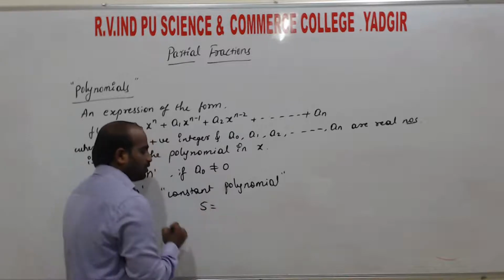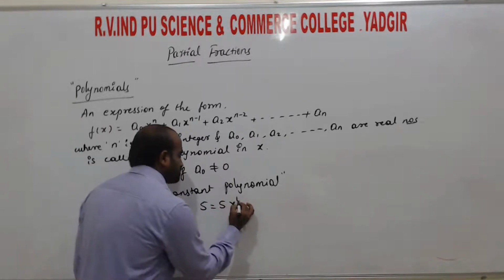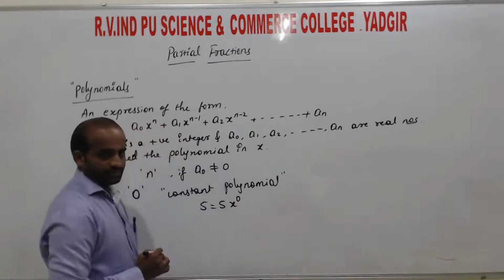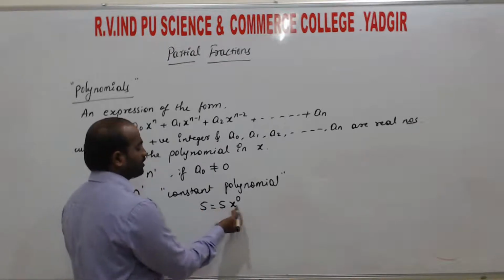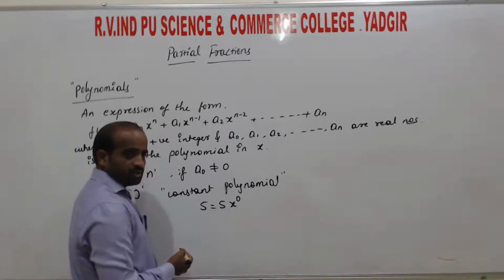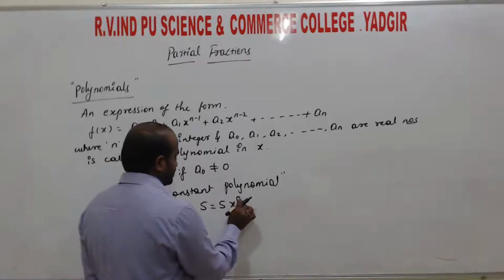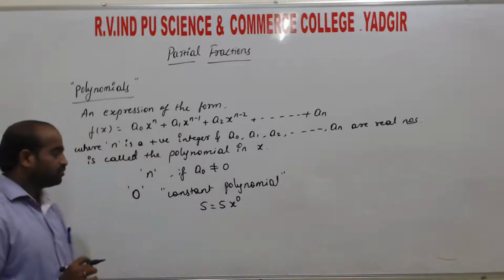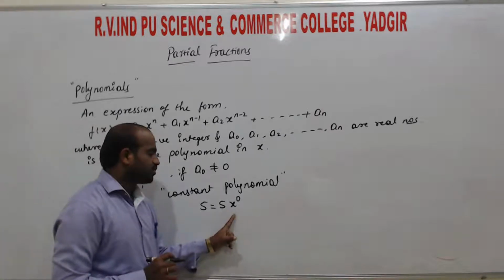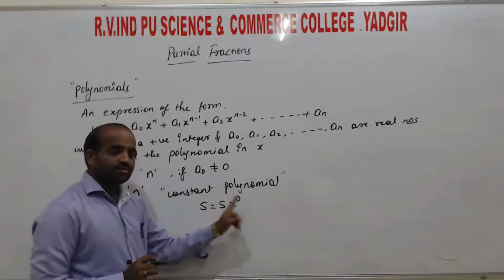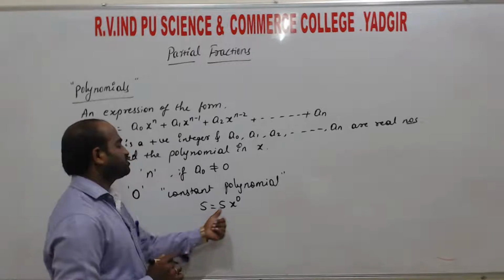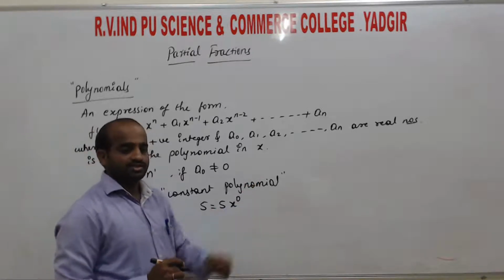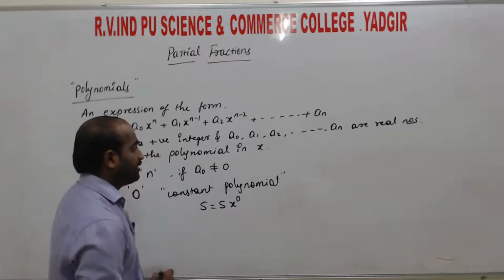5 is equal to 5 into x to the power 0. Whose degree is 0, then it is called a constant polynomial. 7 is equal to 7 into x to the power 0.